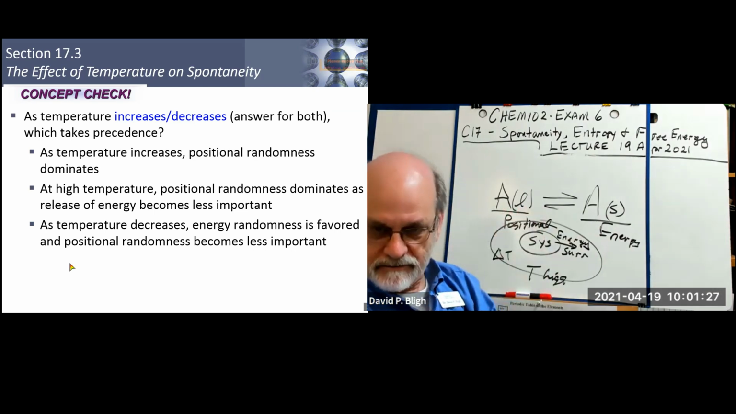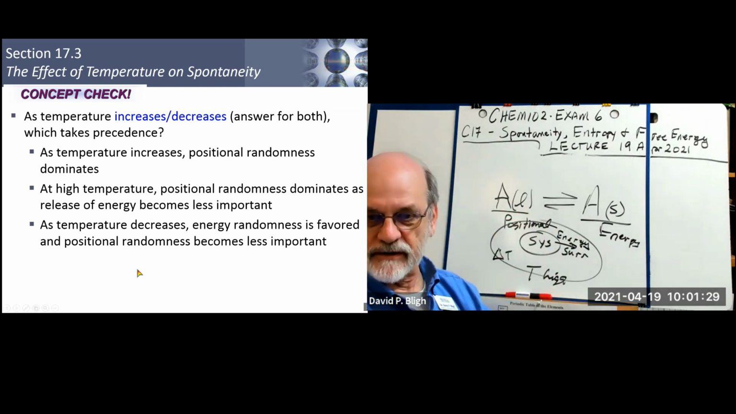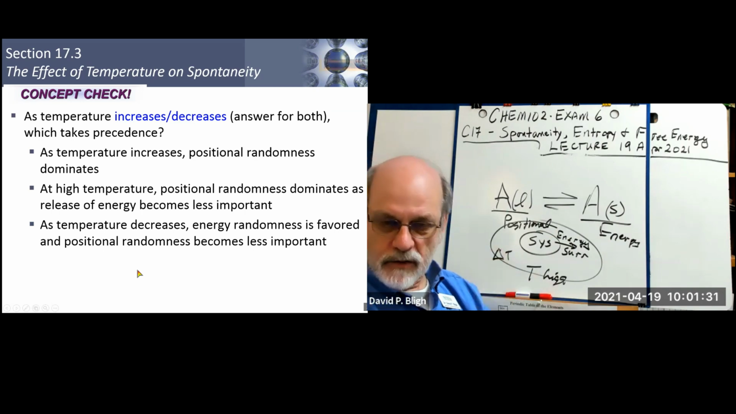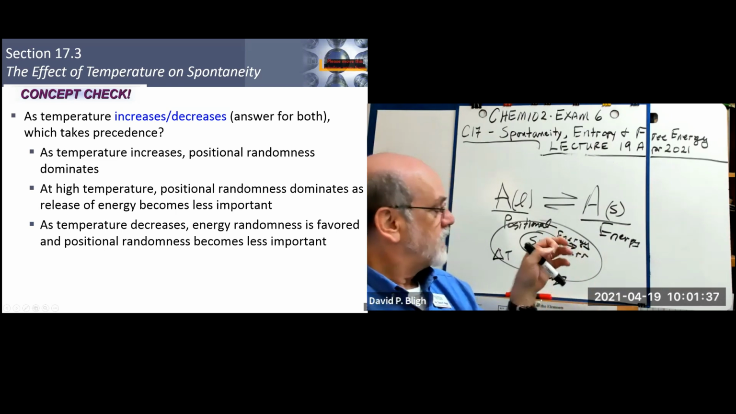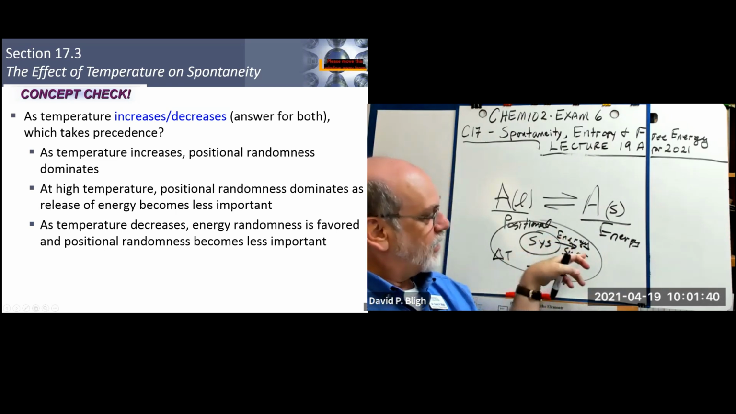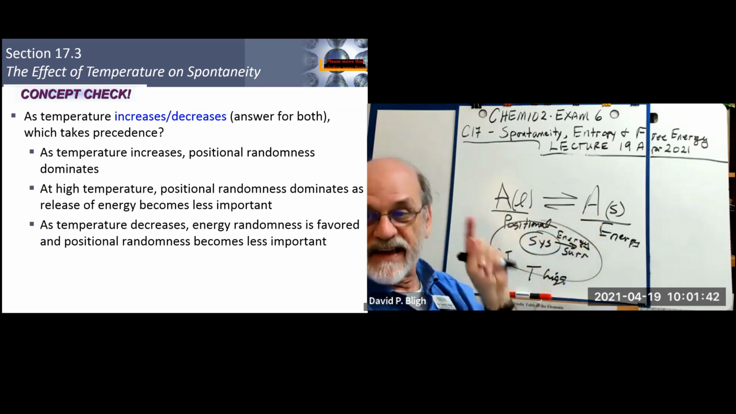So in that case, the transfer of energy, donating that buck, is more important than the position. So back to our chemical systems. At low temperature, energy randomness is favored. Right? So at low temperature, the transfer out that would give us the solid is favored.